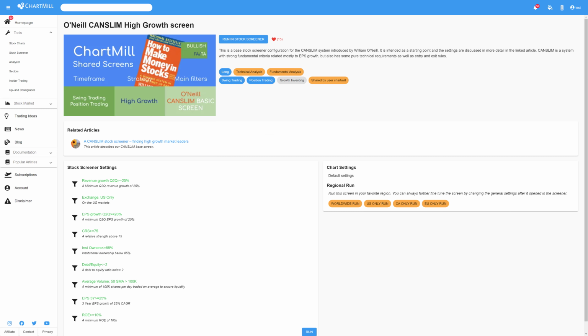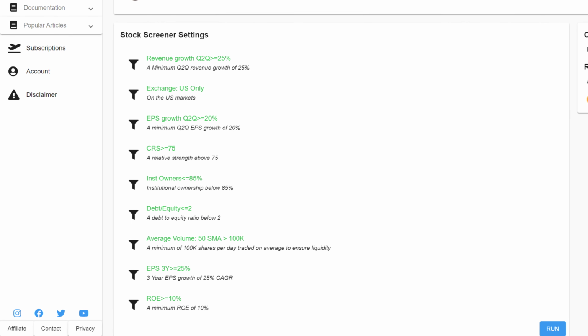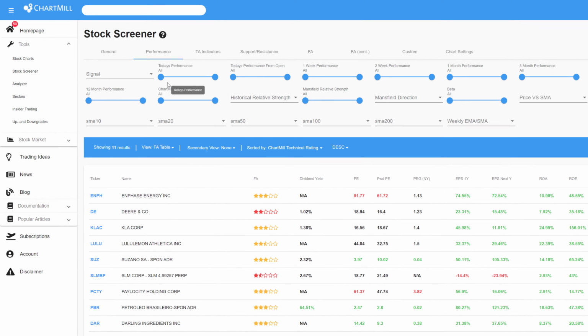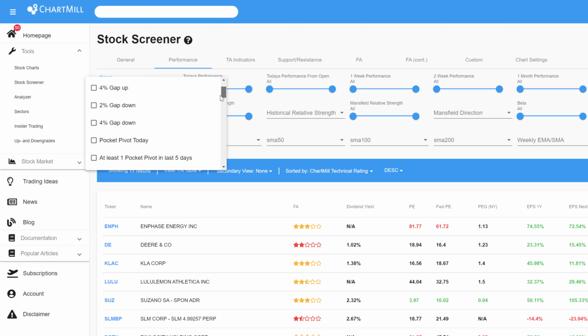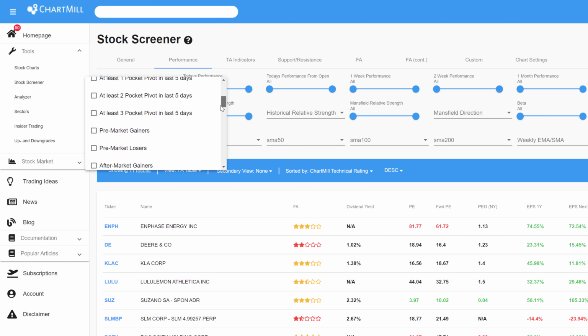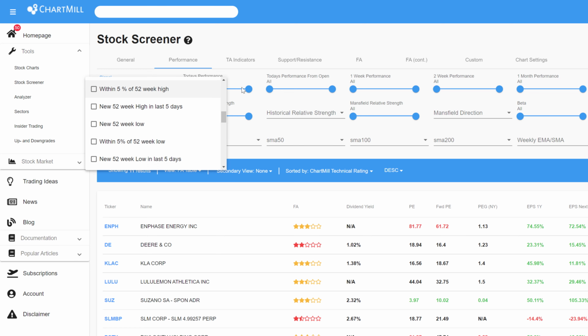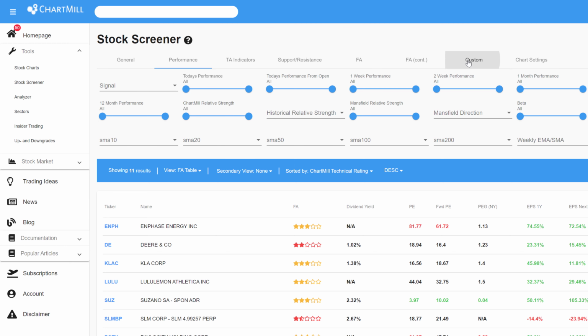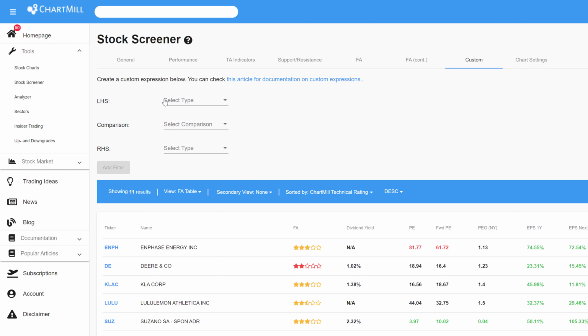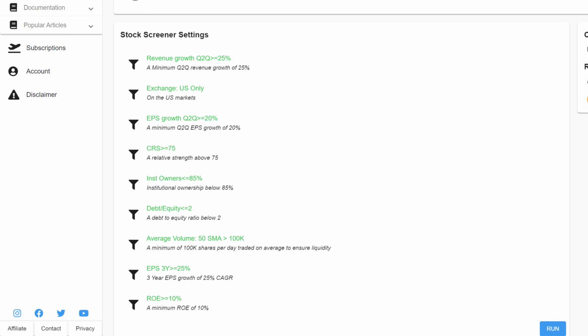We did not include a near new high filter in our example screen, but you can easily add this. You can either add a signal filter on the performance tab or use a custom expression to demand any maximum distance from the 52-week high. The main reason why we are not including the filter explicitly is that we will be adding a relative strength filter.